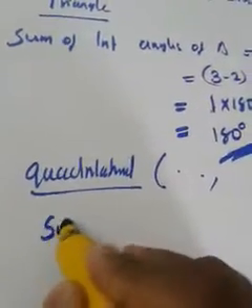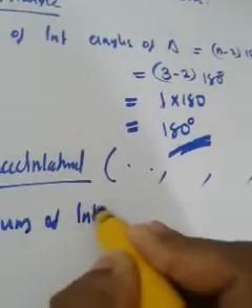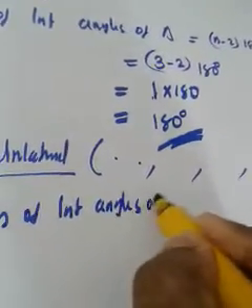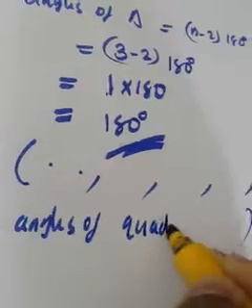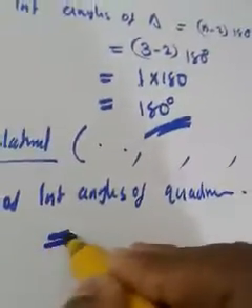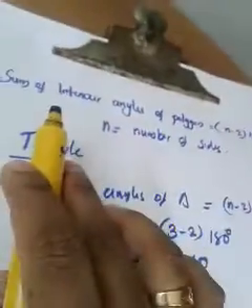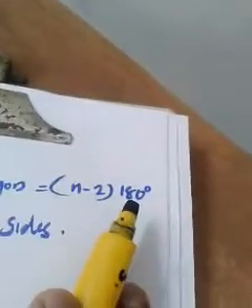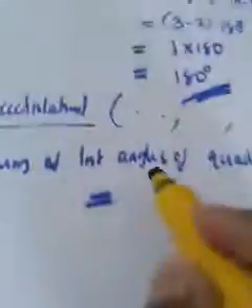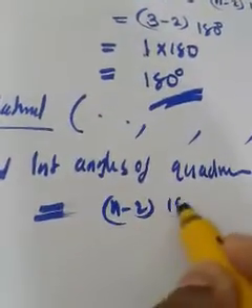What is the formula to find it? Sum of interior angles of a quadrilateral. The sum of interior angles of a quadrilateral is given by the same formula as for any polygon. I repeat, for every polygon this formula will hold: n minus 2 into 180 degrees. So here also the formula is n minus 2 into 180 degrees.